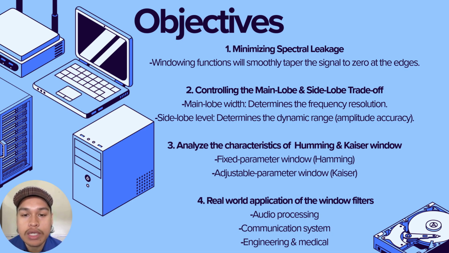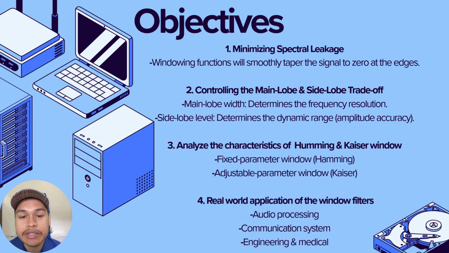Thirdly, we are going to analyze the characteristic of two specific window, which is the Hamming and Kaiser window. So the Hamming window is what we call a fixed parameter window. So it's a reliable set it and forget it choice for general use. However, the Kaiser window is an adjustable parameter window. This gives us much more flexibility, allowing us to tune the window to prioritize either resolution or dynamic range depending on our needs.